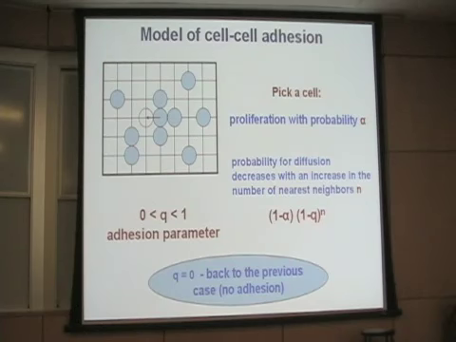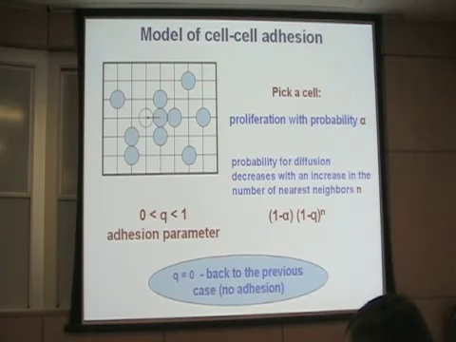So if q is 0, there is no adhesion, and we are back to the previous case. Now, if n is 0, so there are no neighbors, again the probability for diffusion is just 1 minus alpha. However, if both q is larger than 0 and n is larger than 0, then you can see that the probability for migration decreases with the number of nearest neighbors.